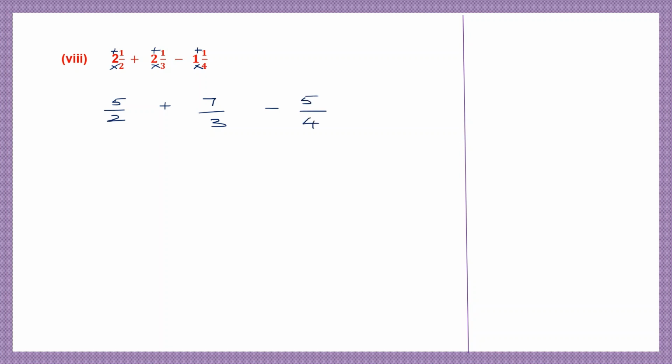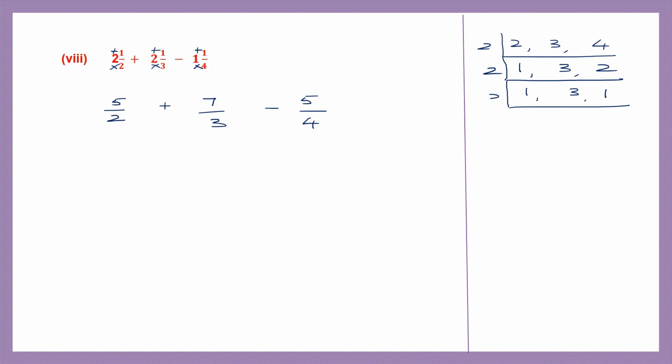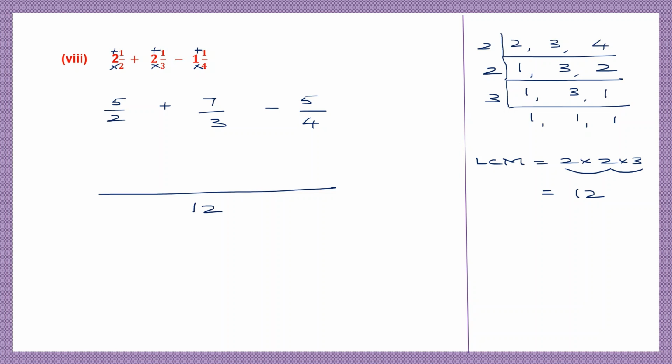So let's find the LCM of the denominators. 2, 3 and 4. Let's begin with 2. So 2 1s are 2. Then we have 3. 2 2s are 4. Then we continue again with 2, 1, 3 and 1. Now we continue with 3. 1, 1 and 1. So what is the LCM? The LCM is 2 into 2 into 3. 2 2s are 4, 4 3s are 12. So the LCM is 12. We're going to use that now. And all denominators will now become 12.